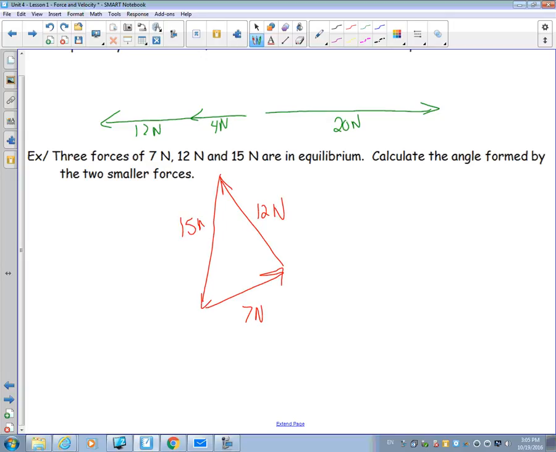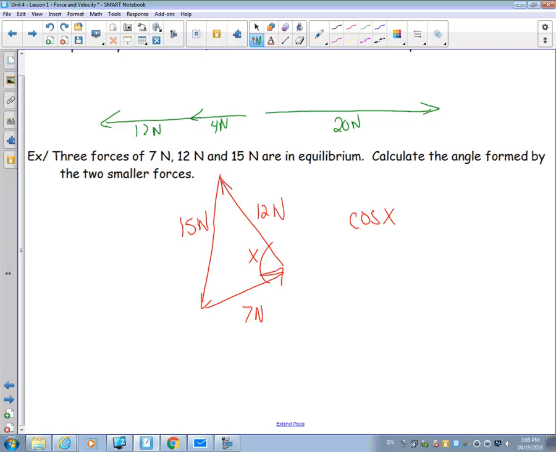So the question asks us to find the angle formed between them. And on the previous screen it said the angle we use is always the angle between the two smallest sides. So we're looking for that angle there. That's our equilibrium angle. To do that, knowing three sides, I can use the cosine law.